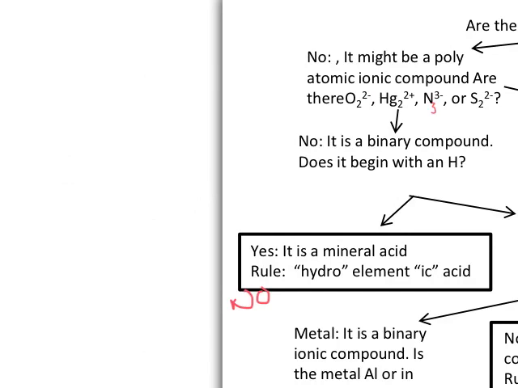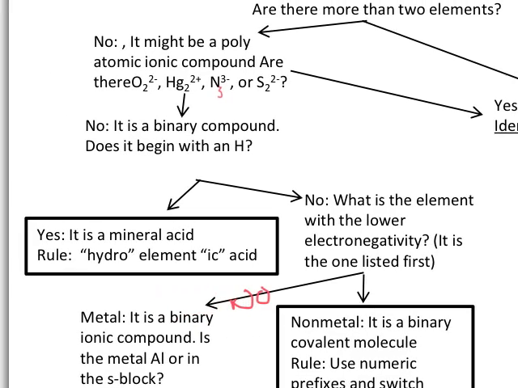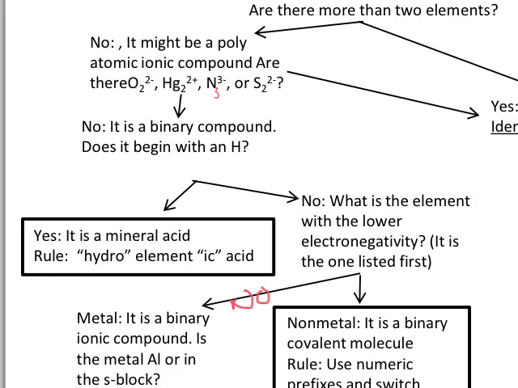Alright, wonderful. So we're going to say, in this case, no, we do not have a polyatomic ion. So at this point we know that we have some kind of a binary compound, which just means that we're composed of two kinds of elements without a polyatomic ion.